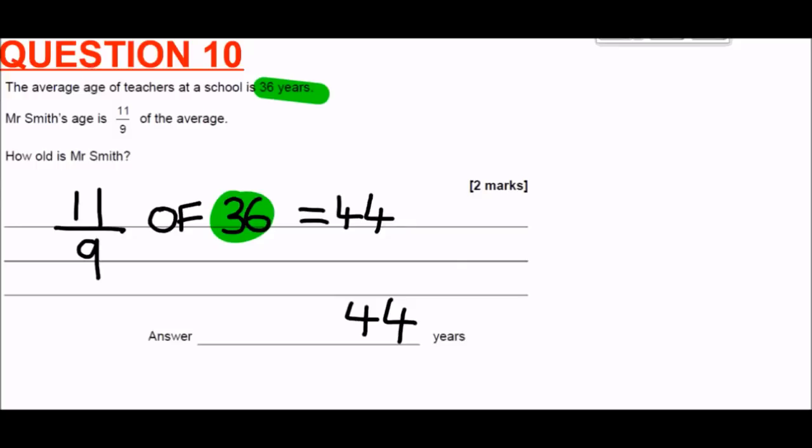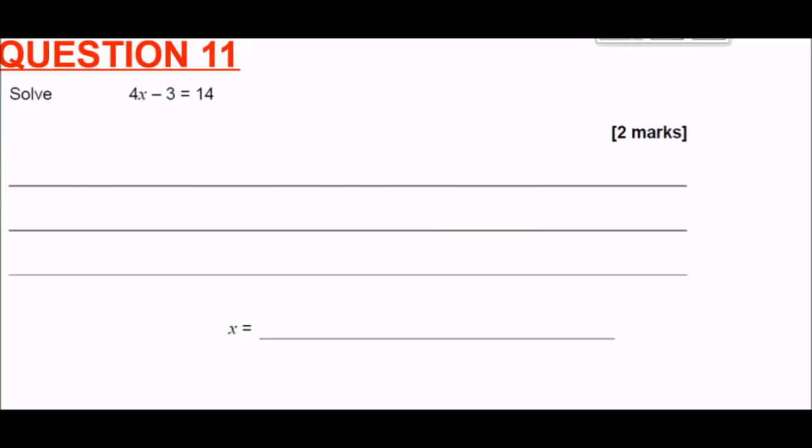We now look on to question 11, which is the equation. Solve 4x minus 3 equals 14. I'm going to do this a few different ways. I'll start off by honouring Mr. Lawrence, my maths teacher. He would tell us the balancing way, which is essentially whatever you do to one side, we do to the other, with the ultimate goal of just getting x on its own.